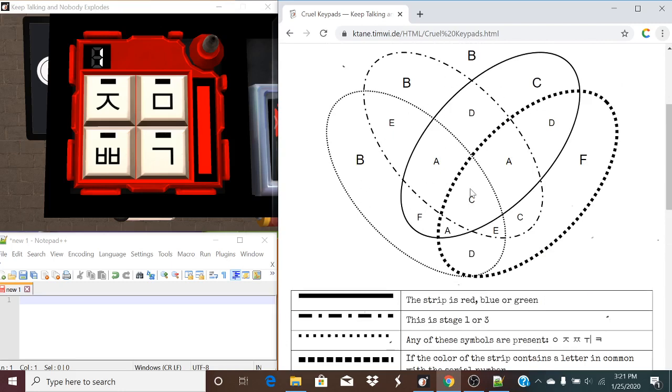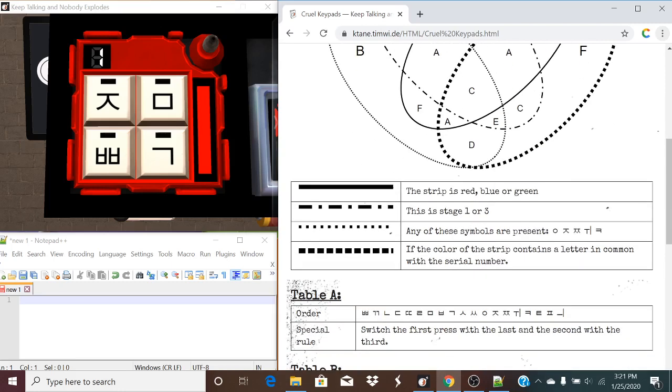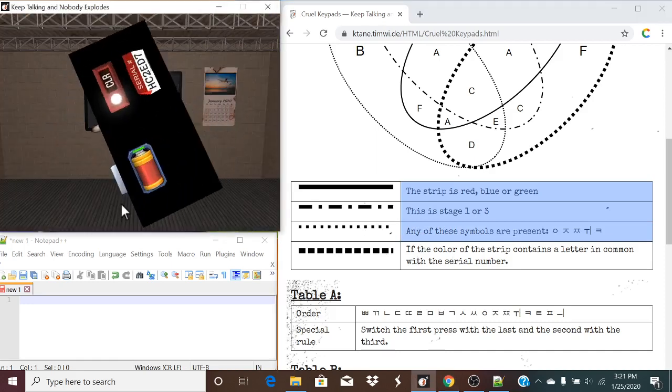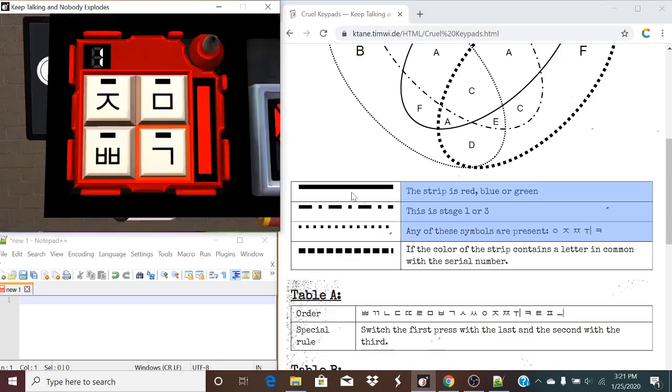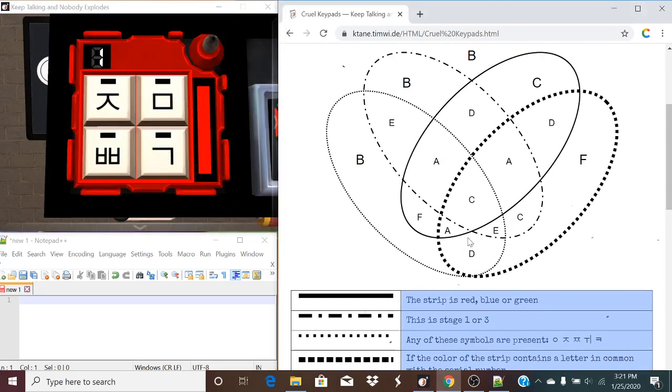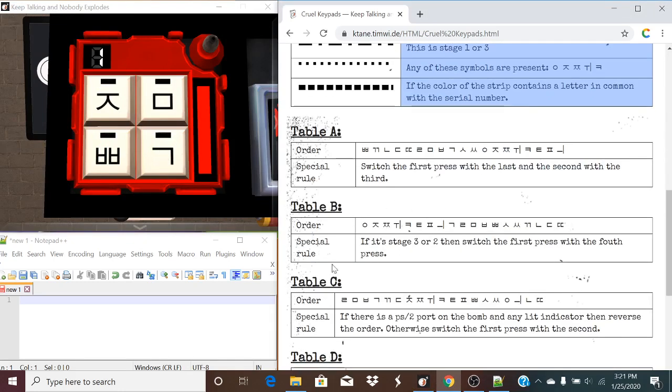Let's figure out which area is applying. The strip is red, blue, or green. Yep, this is stage 1 or 3, yes. Any of these symbols present? This one is right here, right there. That's true. And if the color of the strip contains a letter in common with the serial number, so our color is red, absolutely. There's two, as a matter of fact. So all of them apply, so this is basically the center, right here. So we're looking at table C.